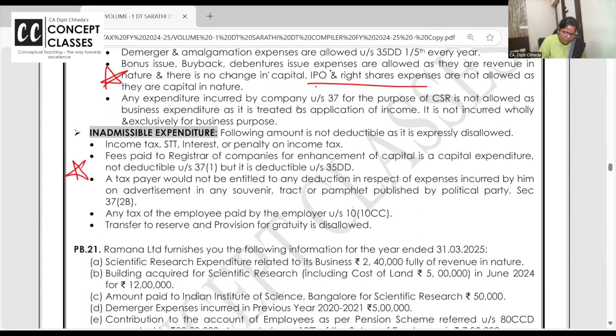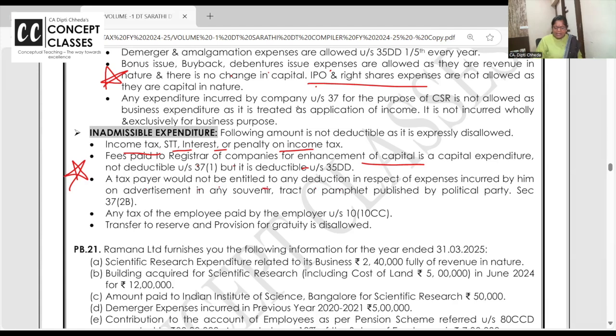Now we are going to the most important list, what is not allowed as business expenditure. Income tax, STT, interest, penalty, not allowed. Fees paid to registrar to increase the authorized capital, not allowed.